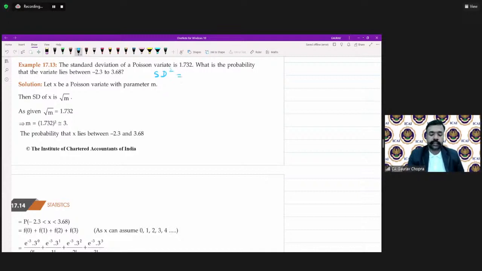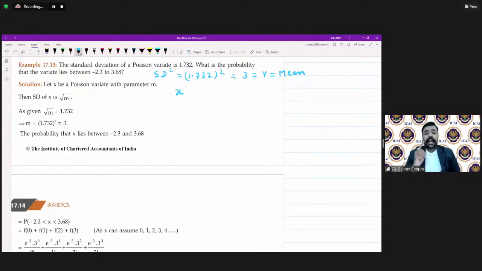So squaring standard deviation, that is 1.732 squared, we are getting 3. So this 3 is basically variance as well as mean. So from standard deviation, we have computed mean, which is 3. Now we have to find out the required value, that is x. And x should lie from -2.3 to 3.68.